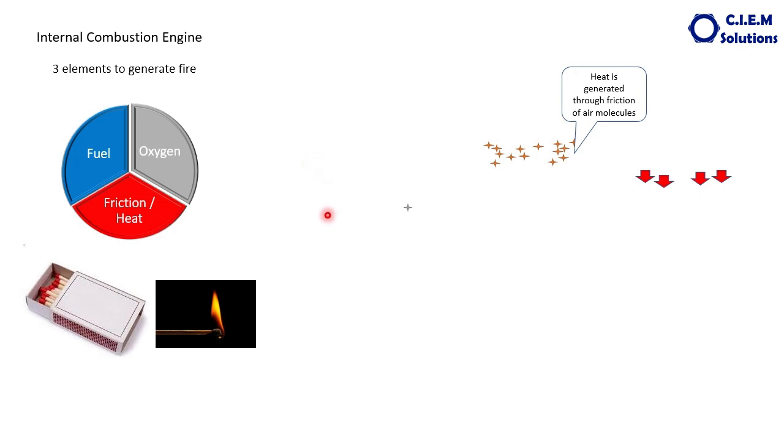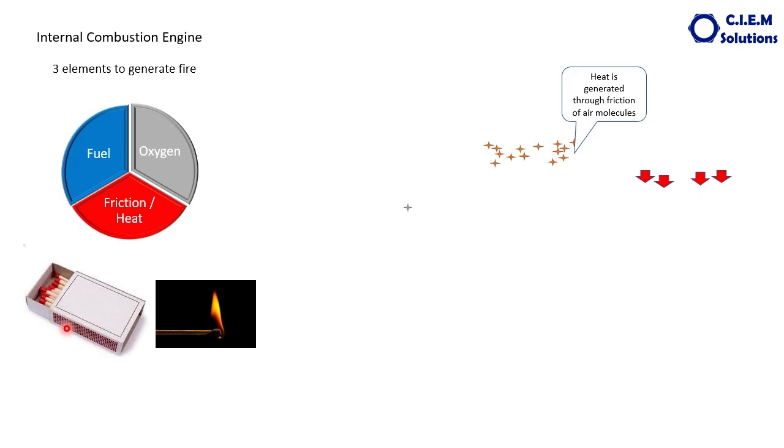Before going to the engine cylinder, take a simple example. What we use daily is a matchstick. Take this matchstick, which is made with a wood piece. At one end of the matchstick, a chemical is pasted. The chemical contains sulfur or phosphorus. So what we do is take out the stick and scratch this end here. When we scratch here, this is also a rough surface, a kind of rough surface, but with fuel.